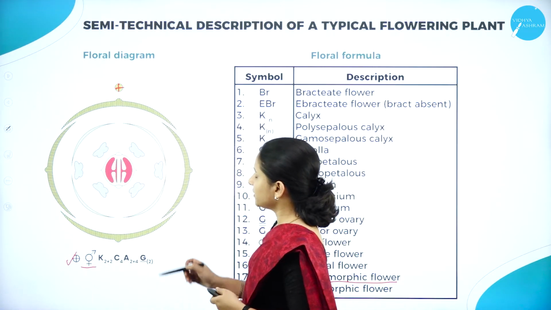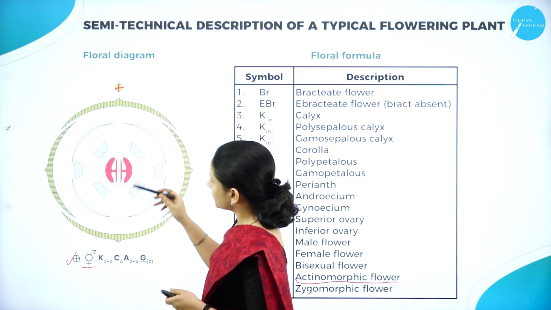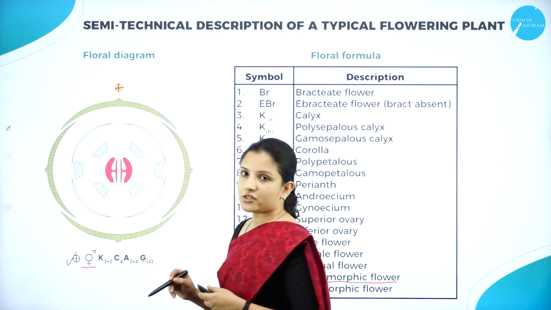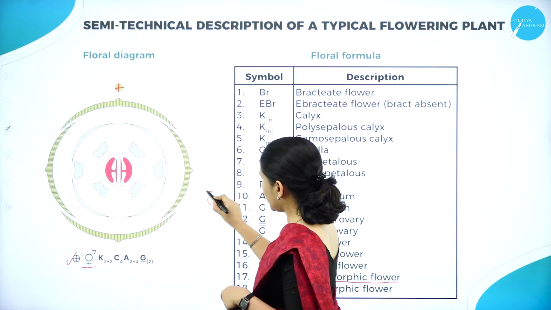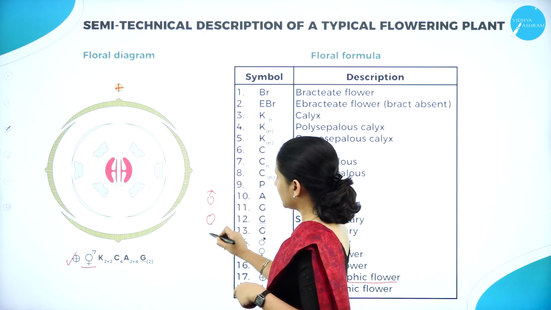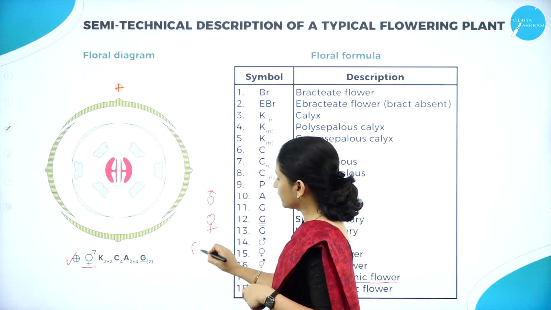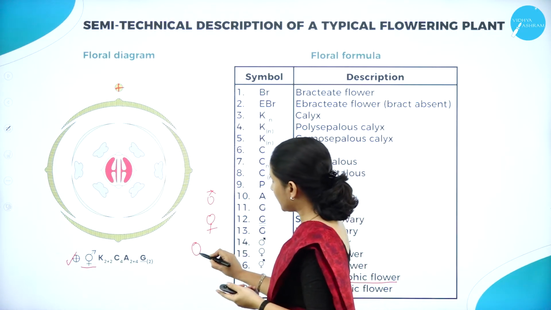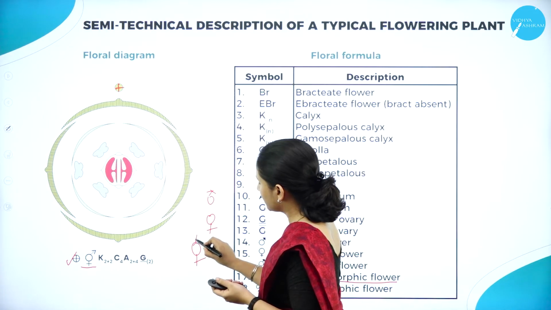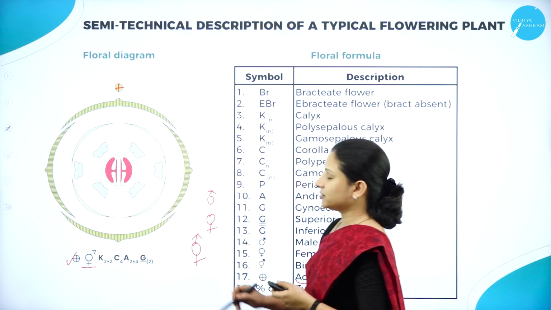And next comes this particular symbol. So what does this mean? By looking at the floral diagram, you can see the androecium as well as the gynoecium is present. So the male is represented like this, right? And the female is represented like this. But because the male and the female reproductive parts are present in one flower itself, together it will be represented like this. So that is the symbol.